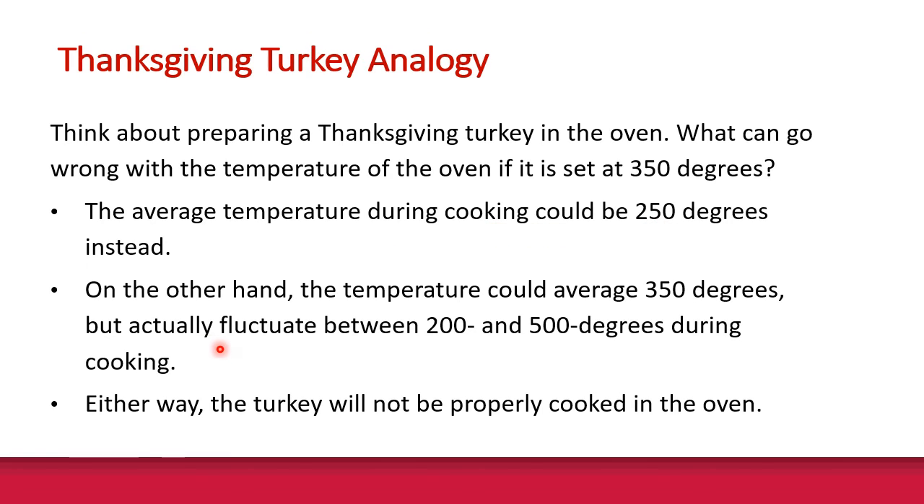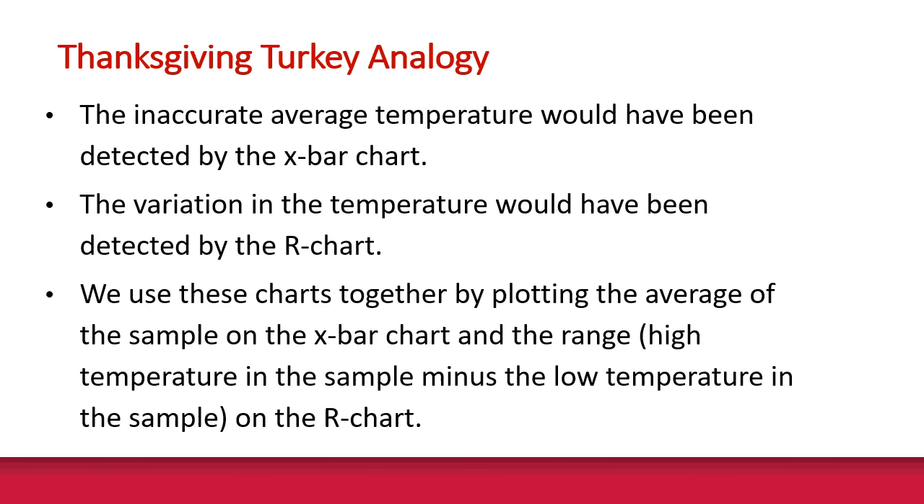On the other hand, you could have wild fluctuations. Instead, it could go down to 200, then kick on the heaters and heat back up to 500 and kick off the heaters. So it's a wide swing of cycling temperatures, but on average, maybe it stays around 350. Either way, you wouldn't want either of these problems. Either way, the turkey's not going to be properly cooked in the oven. So here, the first case is the inaccurate average temperature.